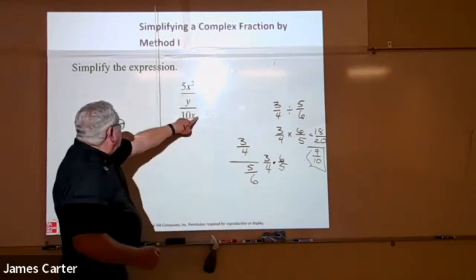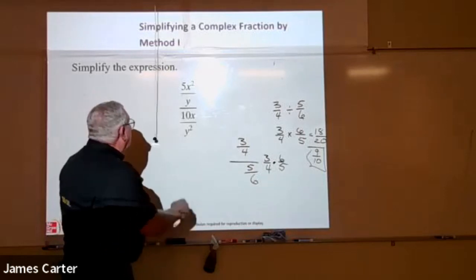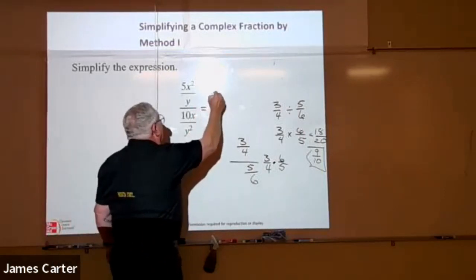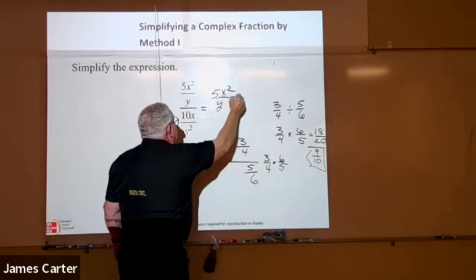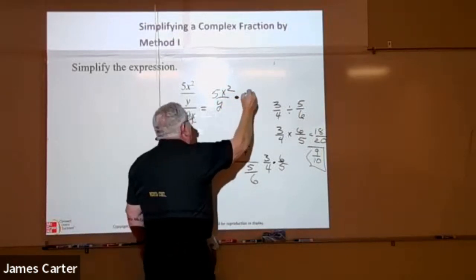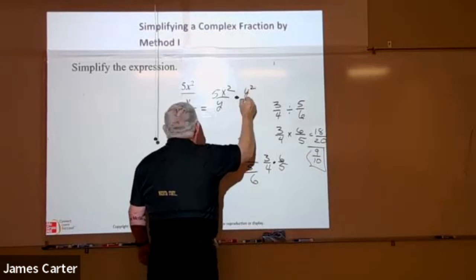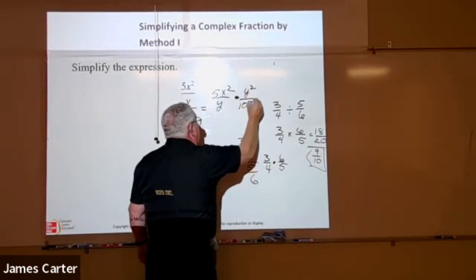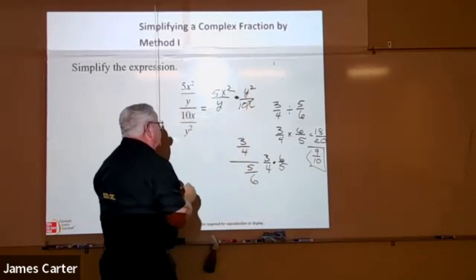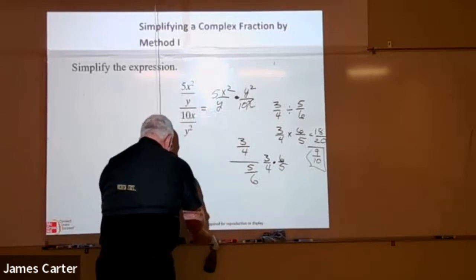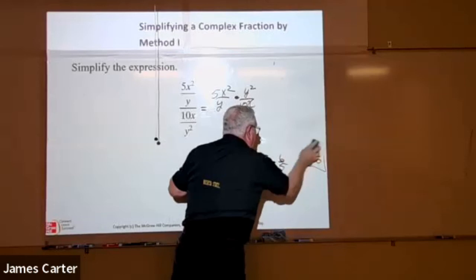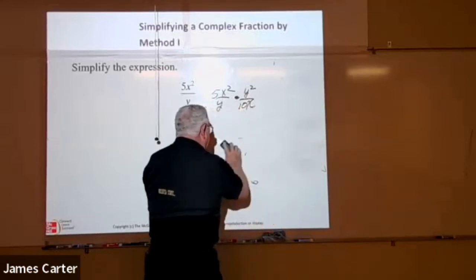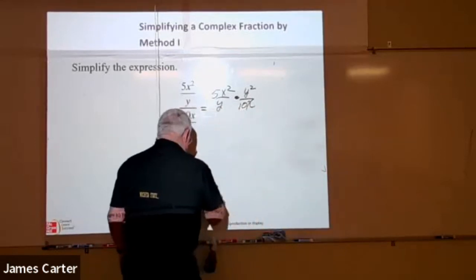So how do we work this? Well, 5x squared over y times y squared over 10x. And I'm going to have to get rid of some of my arithmetic over here. I'm not done.